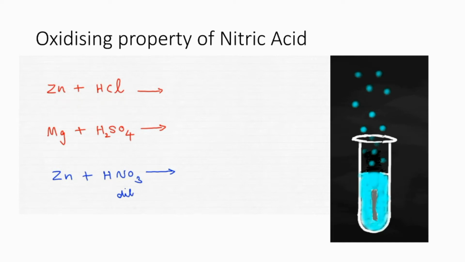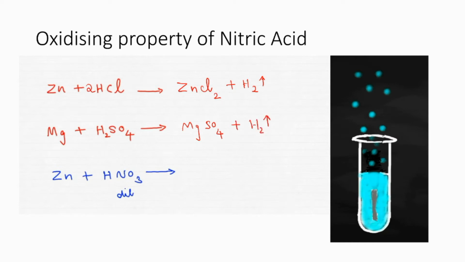Right, and see, zinc and dilute hydrochloric acid. What will be the product of the reaction? You will be getting ZnCl2, zinc chloride, and hydrogen gas will be evolved. Correct? In the same way, when magnesium reacts with dilute H2SO4, what will be the expected product? You will be getting magnesium sulfate, and along with that hydrogen gas will come out.